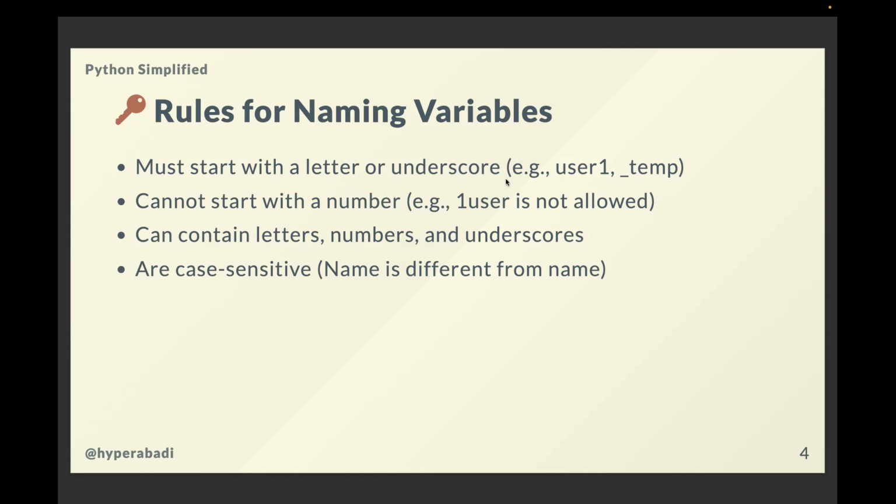A variable name must start with a letter or an underscore, for example user1 underscore temp. It cannot start with a number, so that is invalid. If you try to write this code, the language server is going to flag it as an error. It can contain letters, numbers, and underscores. Remember, it cannot contain spaces. If you wish to have verbose names, make sure you place an underscore to separate the words.